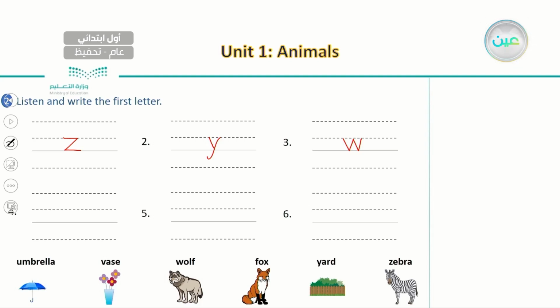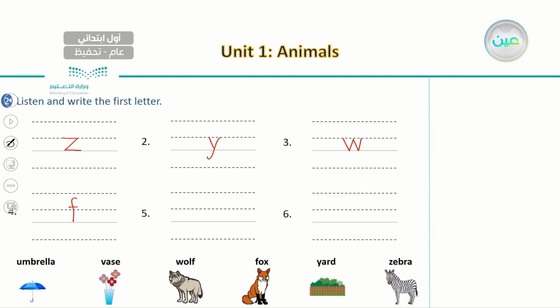Now, let's listen to the fourth word. The fourth word is fox. Fox. So, the first letter of the word fox is letter F. So, let's go here and write down letter F. Letter F. Very good.